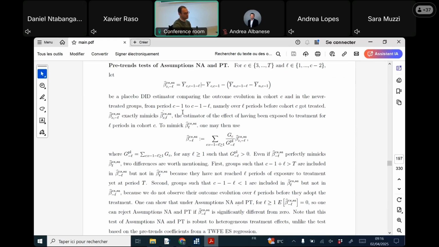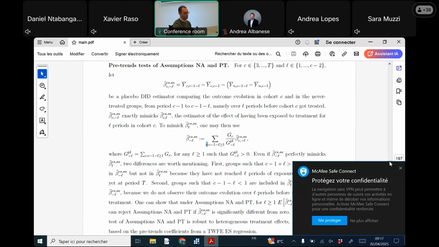So with that in mind, if we want to mimic our estimator, not of the cohort-specific effect, but of the aggregated event study effect, if we want to have a placebo, a pre-trends version of the aggregated event study effect, what we can do is aggregate all those cohort-specific pre-trends estimators, and we can do that for all the cohorts such that they adopt at least at period L plus 2. Okay, because if you adopt at least at period L plus 2, then I can compute one of those long differences for L periods before you adopt.